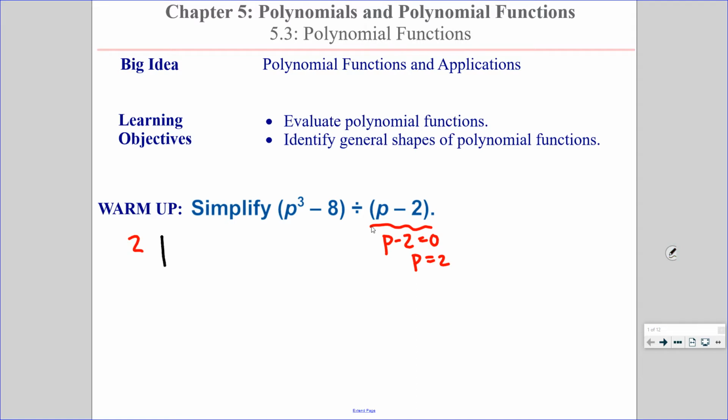Need quite a few placeholders here. I have a 1 in front of the p to the third. No p squared term, no p term, negative 8. Hopefully I remembered your placeholders on your quiz. When you use synthetic division, you have to use placeholders.